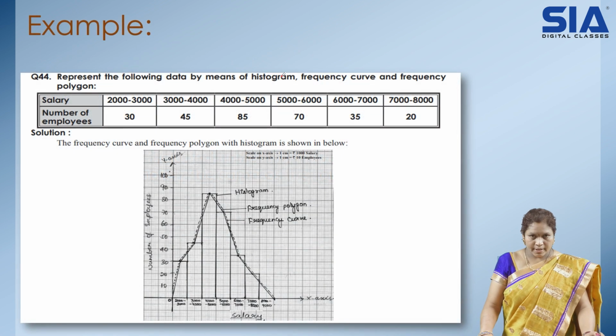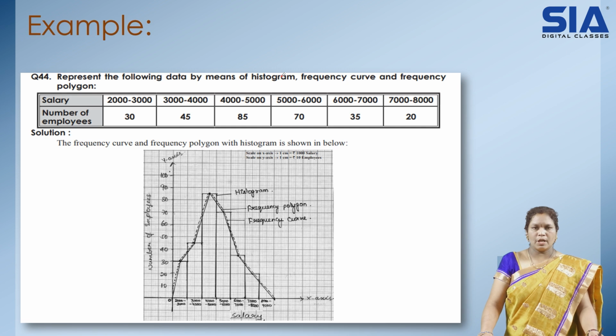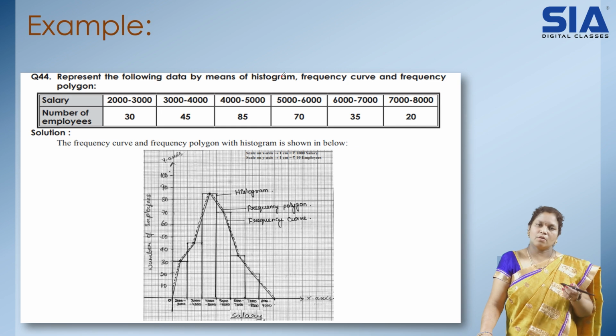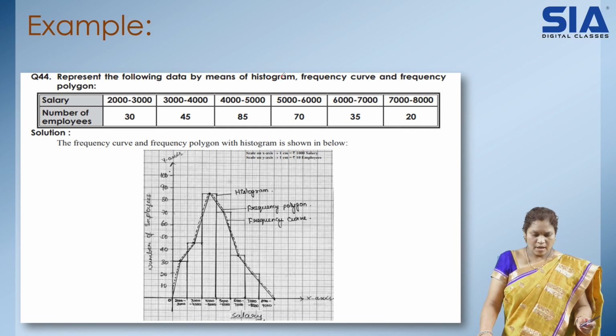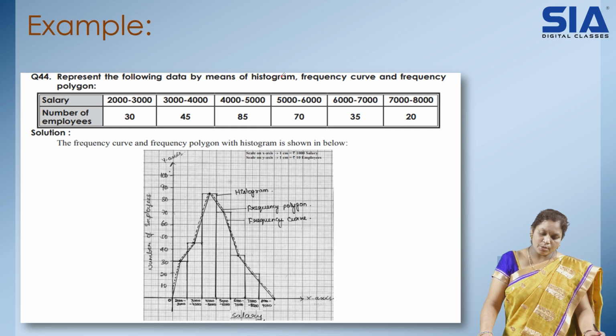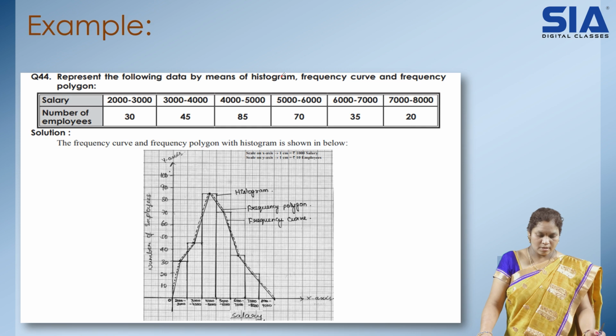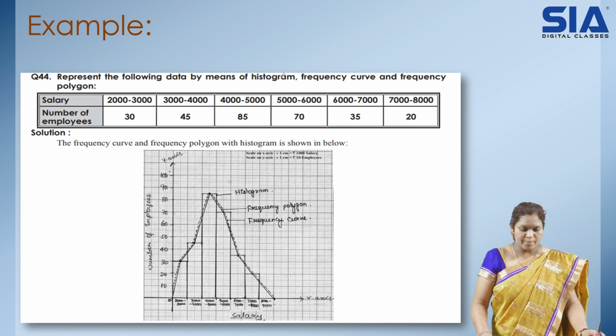In exam, whatever they'll ask, first they'll ask histogram. So you have to draw the histogram. Then based on the question, sometimes they'll be asking a frequency polygon also, or sometimes frequency curve, or all together. So I have given an example here with the histogram, frequency polygon and frequency curve all together, and I have explained in this example. So let us check it out the example here.